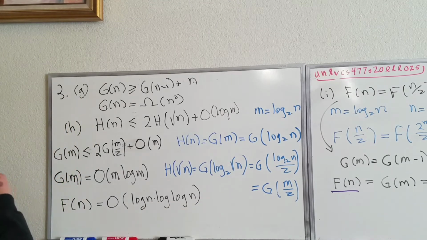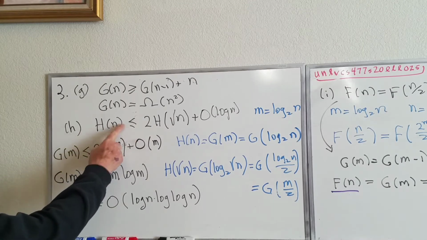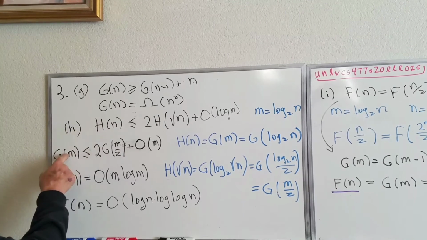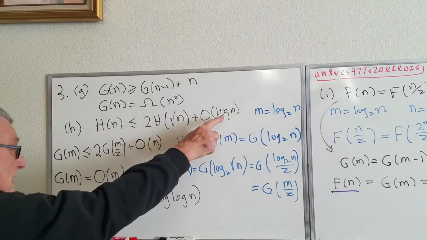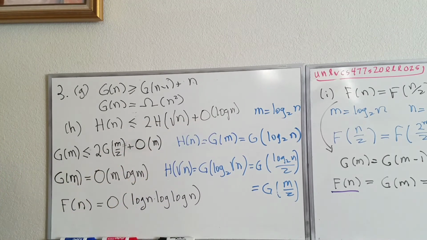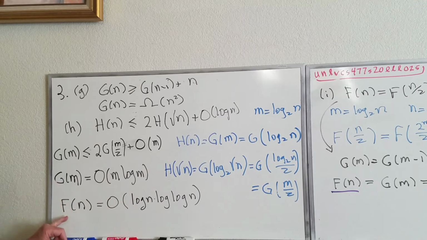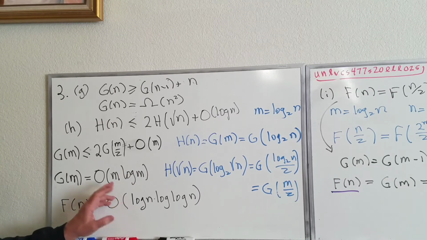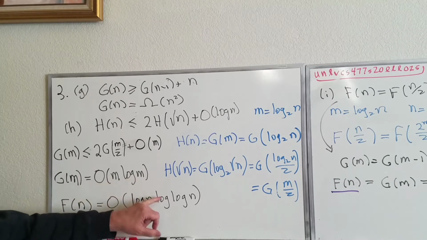Now we substitute back into the original inequality, and we get g of m, and this is 2 times g of m over 2 plus, now log n is m, so we have O of m. Now, using the master theorem, that becomes g of m is O of m log m. All right, now we substitute it back in. This is f of n, and m is log n, so f of n is O of log n times log log n.